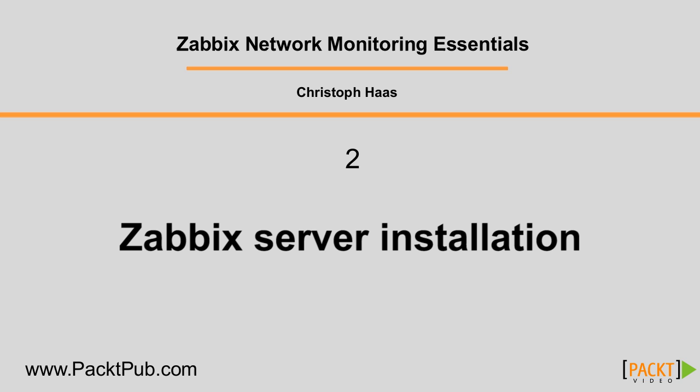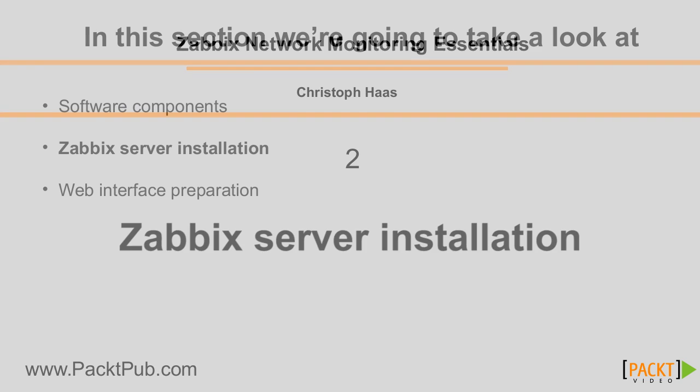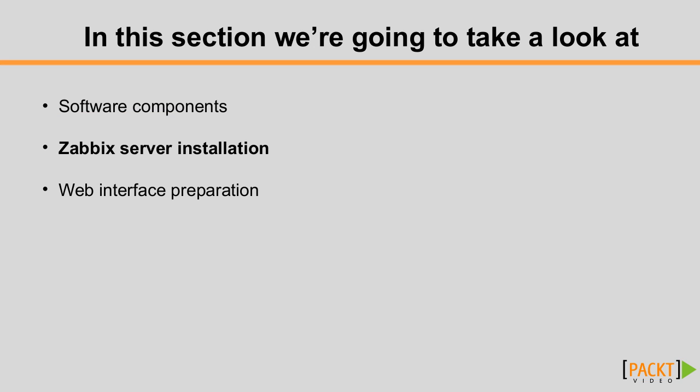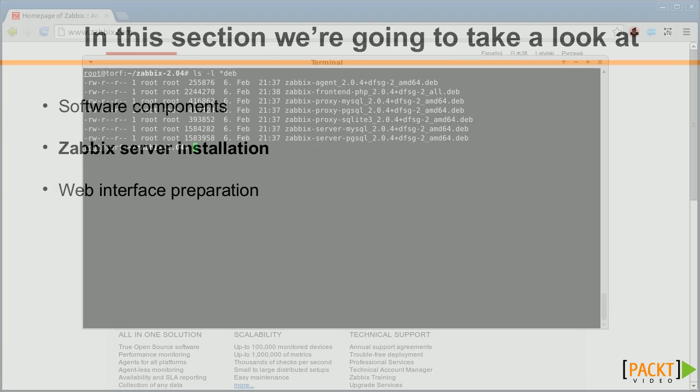In the previous video, I explained the different software components that Zabbix consists of. I briefly covered the difference between an installation from the source files versus installing the Debian binary packages. Now in this section, we will cover the actual installation of the binary packages, the configuration of the database, and how to use the web-based configuration wizard to get your working Zabbix server.